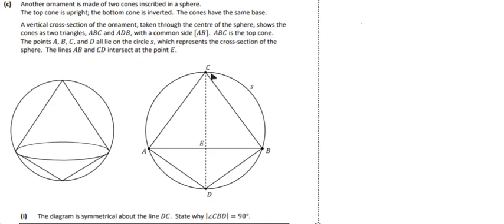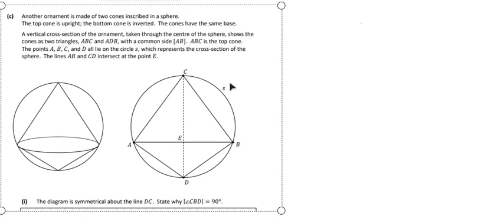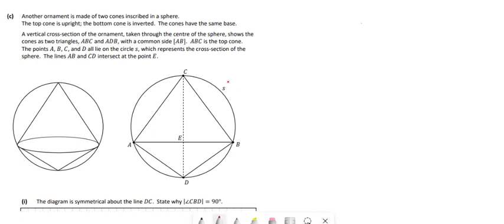Right, part C then gives us these diagrams. The first part is just saying why CBD is 90 degrees. So CBD is this angle here. So why is that 90 degrees? Well, it's a circle theorem. It's because CD is a diameter. Or DC, doesn't matter, whatever you want to say. So DC is a diameter.